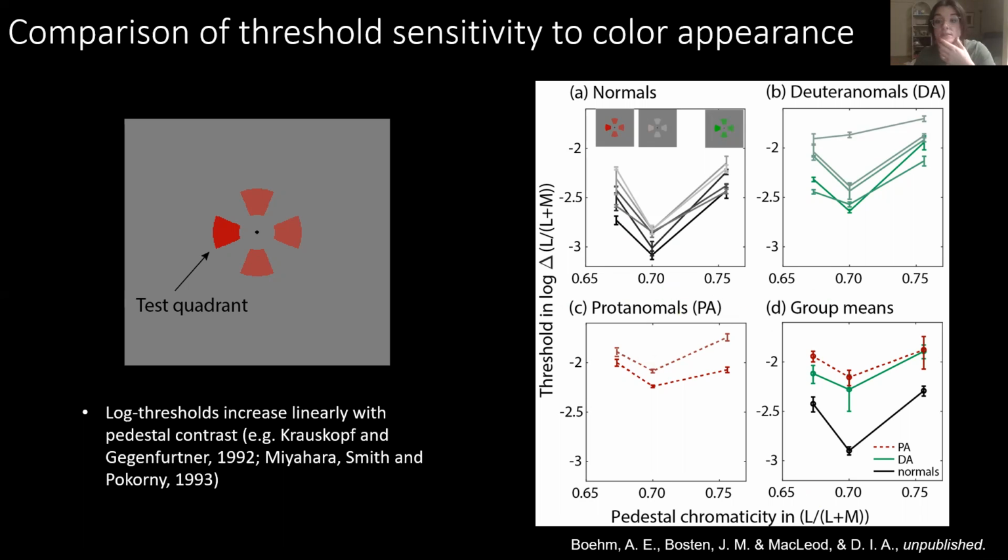And as you can see in our results here, that's sort of what we see: thresholds for anomalous observers, while they're raised relative to normal, also show that the slopes of the functions are reduced.